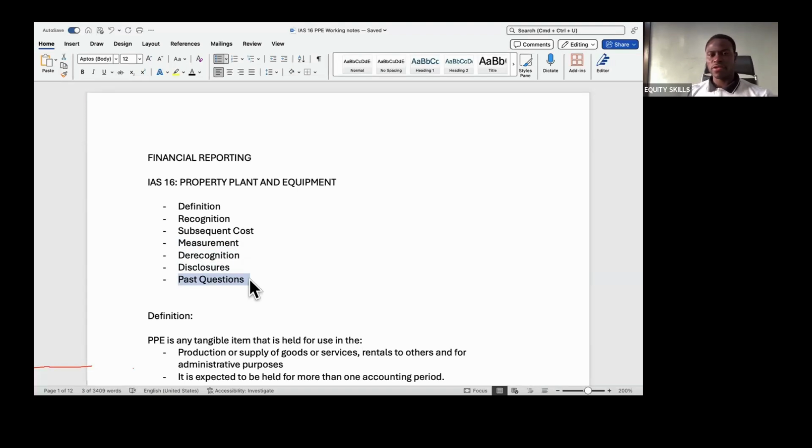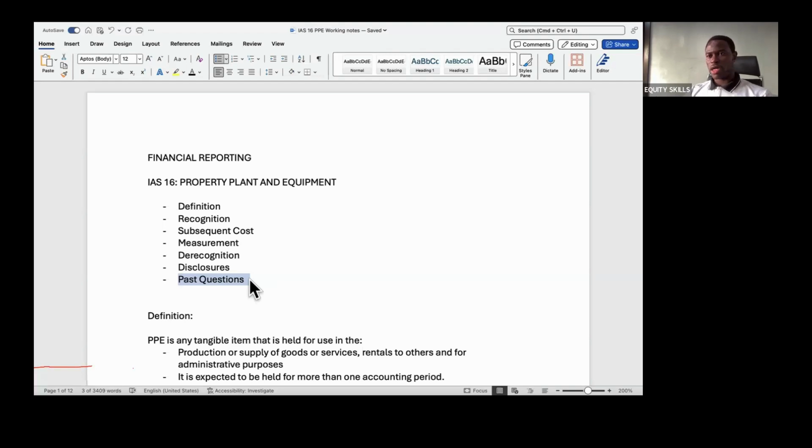So we defined PPE as any tangible asset or any tangible item that is held for use in the production or supply of goods or services, rentals to others, and for administrative purposes. And it is expected to be used for more than 1 year. And we said you can recognize PPE in your books when two criteria are met. Number one, if it is probable that future economic benefits associated with the item will flow to the entity, and it must have a cost that can be measured reliably.